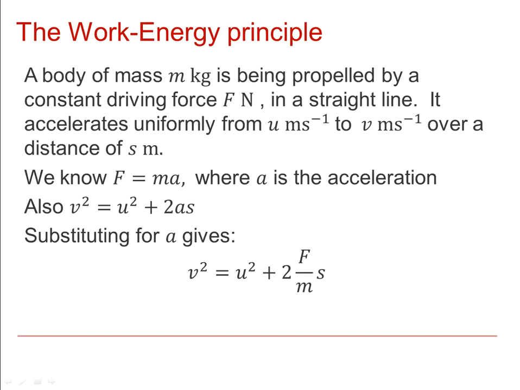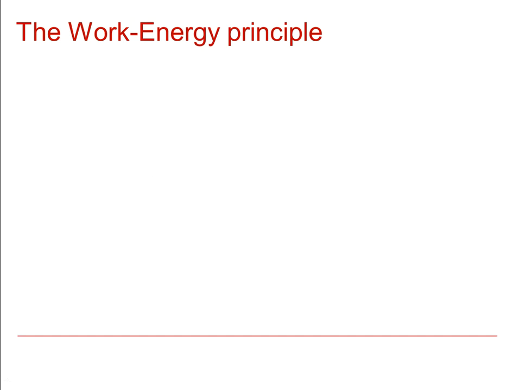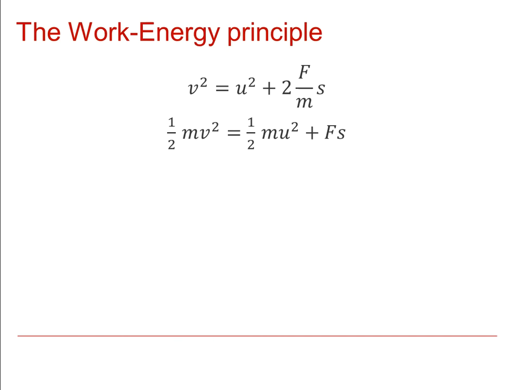Now from that equation then, we can multiply up by m and divide by 2, so that we get a half mv squared equals a half mu squared plus Fs. But if I then rearrange that, we've got F multiplied by s is equal to one half mv squared minus a half mu squared. And this is what we know as the work energy principle.